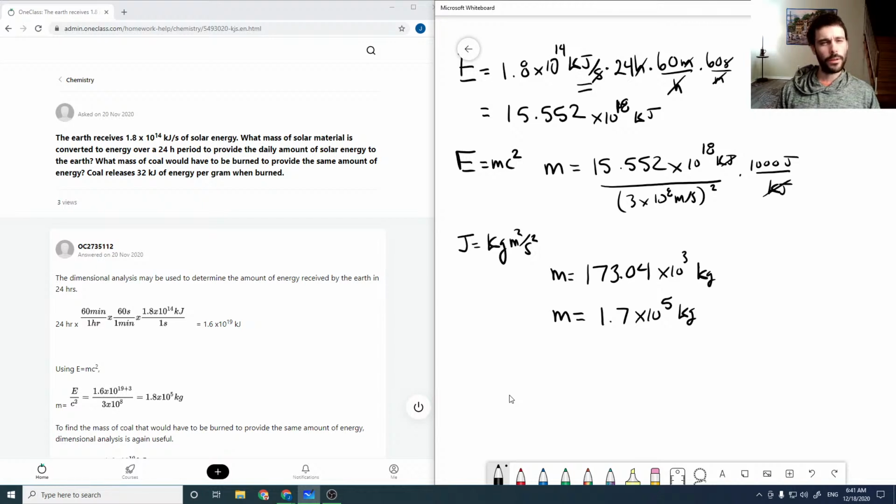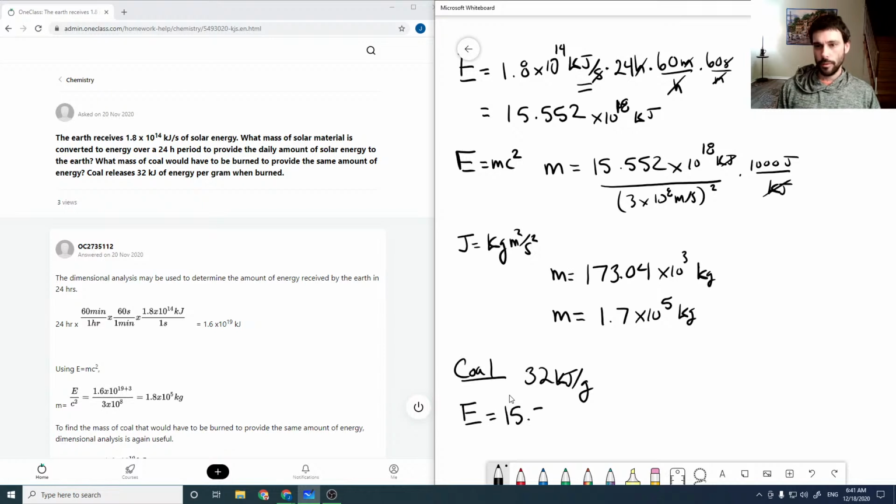Okay, so then the second part of the question says, what mass of coal would have to be burned to provide the same amount? Coal releases 32 kilojoules per gram. So for coal, we have 32 kilojoules per gram.